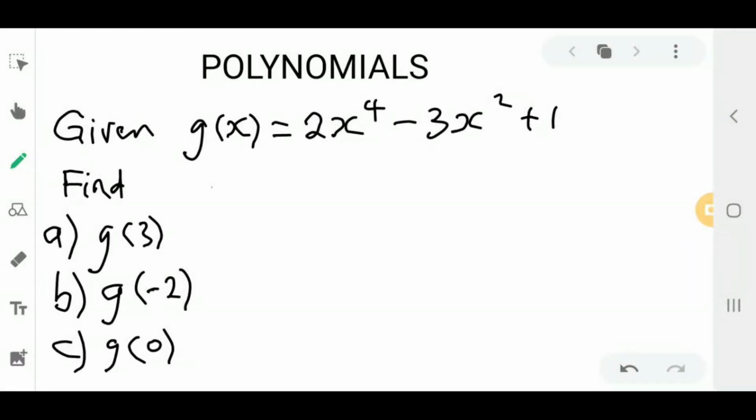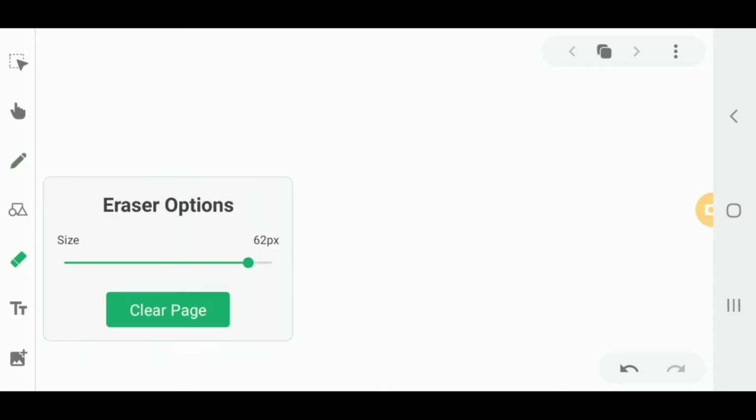Alright, so let's move on to something else. Let's say we're given g of x is equal to 2x to the 4 minus 3x squared plus 1, and we're told to find g of 3, g of minus 2, and g of 0. So the first thing we're going to find is g of 3.